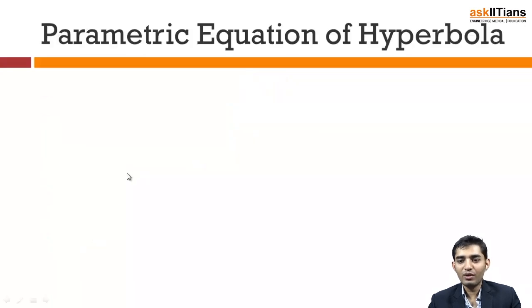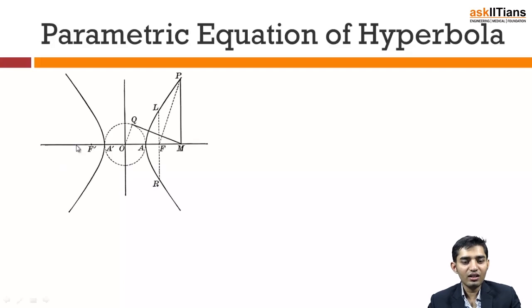Now let us see what are the parametric equations of hyperbola. To study parametric equation of hyperbola, first of all you will have to learn what is auxiliary circle. Auxiliary circle is this circle which has AA dash as the diameter, the line joining the vertices A and A dash. This is the circle which is inscribed inside this hyperbola, touching at both the vertices.